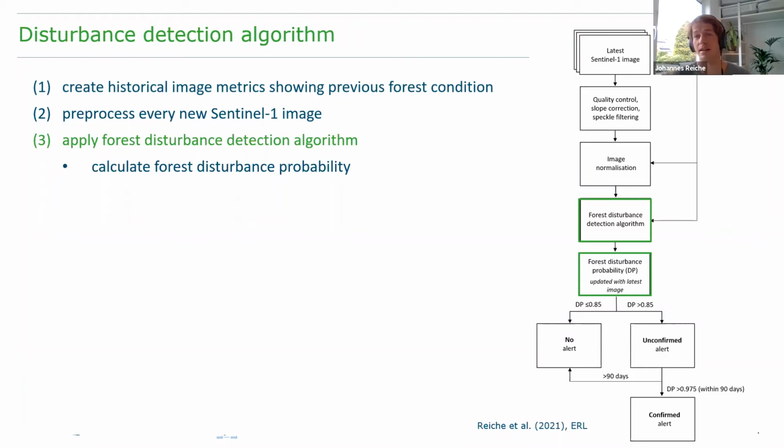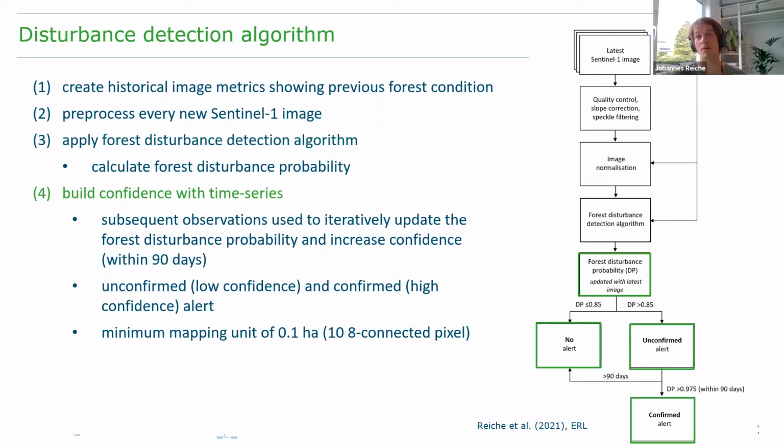We say that there is a likely disturbance if the disturbance probability is above 0.85. And similar to the RADD alerts, we build confidence with the time series. We don't do that with just a number of detections, but we do it actually in a probabilistic approach. So subsequent observations are used to iteratively update the forest disturbance probability and increase the confidence within a maximum of 90 days. And whenever the confidence goes above 0.975, we say it reached high confidence. We also apply a minimal mapping unit of 0.1 hectare. That means 10 8-connected pixels. So it could also be a string of 10 pixels, to reduce the effect of remaining noise in the data.